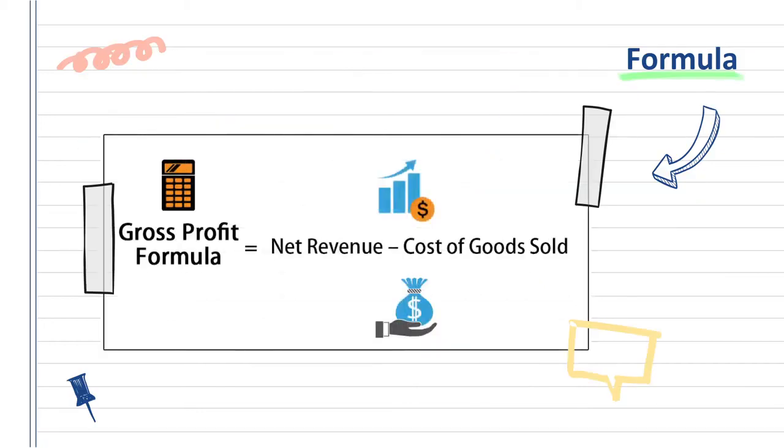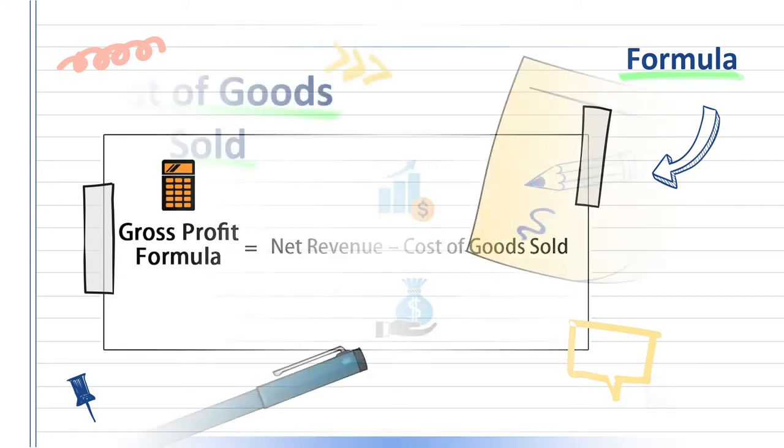Here is the formula of this. Gross profit is equal to net revenue minus cost of goods sold. Basically, you are subtracting cost of goods sold from revenue. Now, what is cost of goods sold?